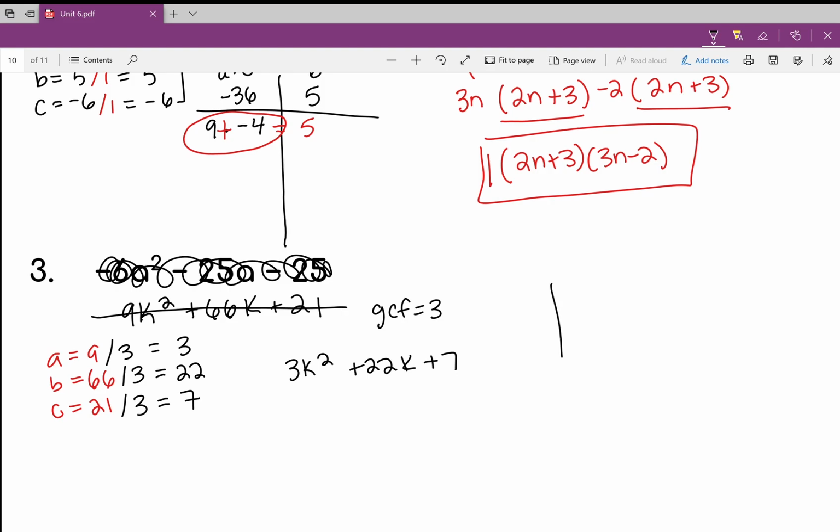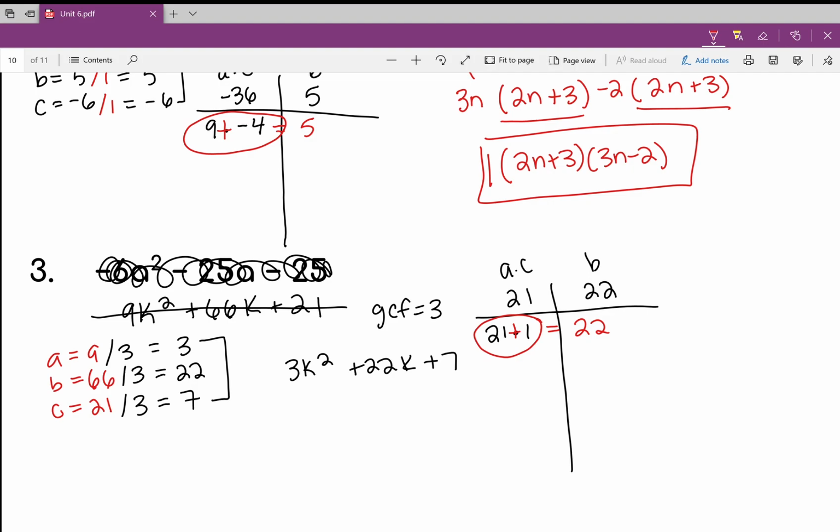Okay, so I'm going to create my table. So remember, A times C and then B. So A times C is 3 times 7, which is 21, and B is 22. So I need two numbers that multiply to 21, but add to 22. And those two numbers are going to be 21 times 1. Because 21 times 1 is 21, but 21 plus 1 is 22. So these are our answers, 21 and 1. Okay, so I'm going to go ahead and rewrite this. So I have 3k squared plus 21k plus 1k plus 7.